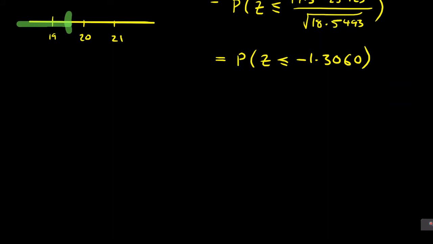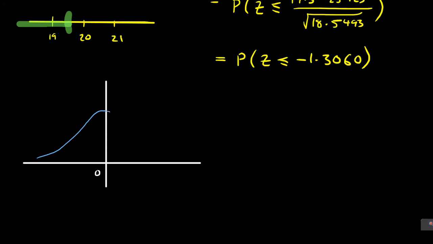Okay, now we need to remember how to interpret the Z distribution. I think the best way to do that is just to draw a graph. We want to draw out what the Z distribution looks like. Now remember, the Z distribution is symmetrical about 0. So here's 0. Our distribution is going to look something like this. And we want to find the probability that we are less than negative 1.3060. So let's say that's here. That's negative 1.3060. So we're being asked to find this particular region, so this region here.